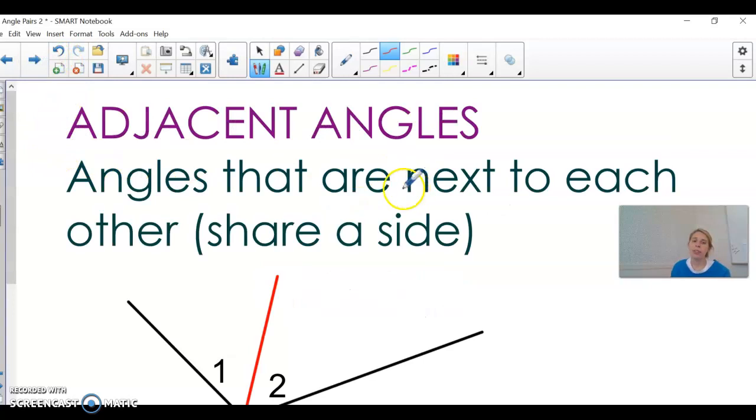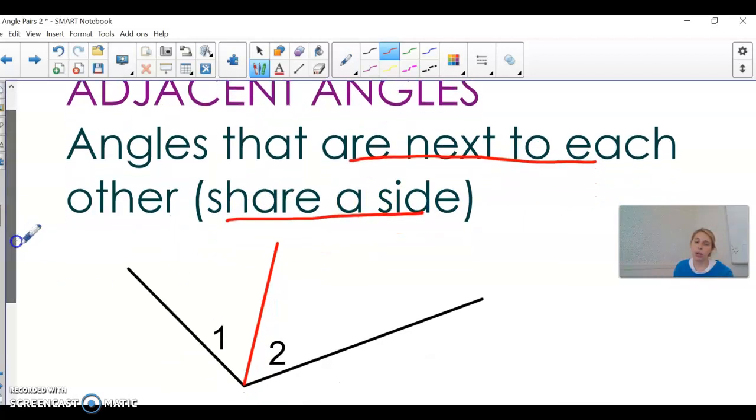The next type of angles that we have are adjacent angles. Adjacent angles are angles that are next to each other, okay? They share a side between them. That's how you know. It's like having number 1, this is their house right in here, and then number 2 is their neighbor. They live right next door. This is number 1's apartment, this is number 2's apartment, and they share a wall between them.